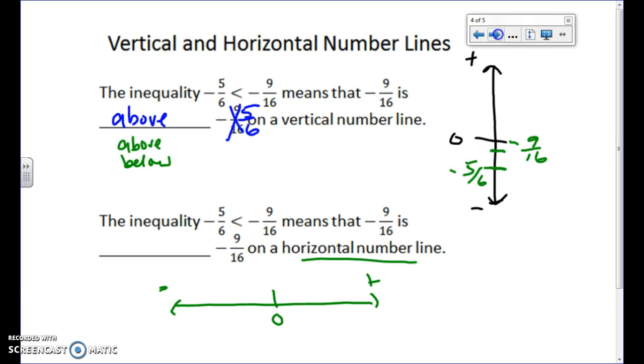In this case, same thing. If -5/6 is less than -9/16 and the numbers get smaller the farther you go to the left, then -9/16 is to the right of -5/6 on a horizontal number line. All right. So on a vertical number line, it'll be above or below. On a horizontal, it'll be to the left or to the right. Remember, the smaller numbers are farther to the left. The bigger numbers are farther to the right.